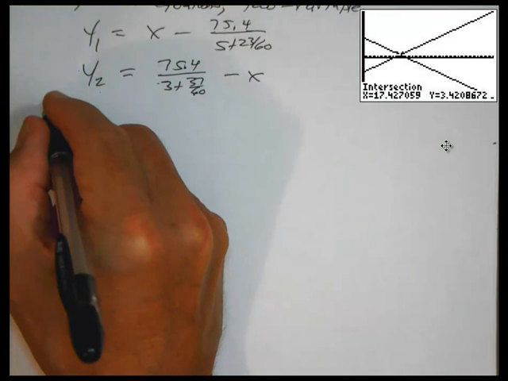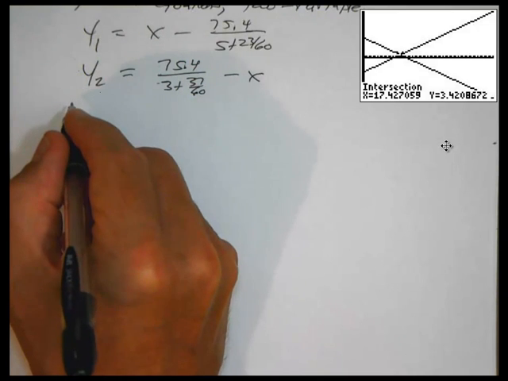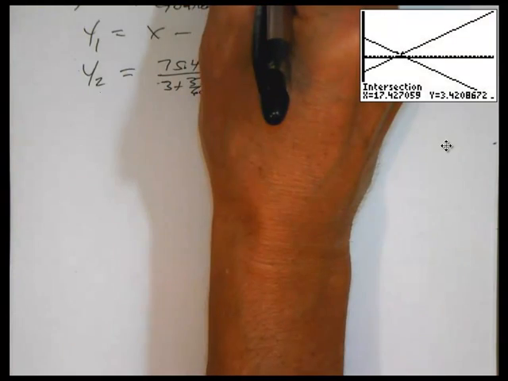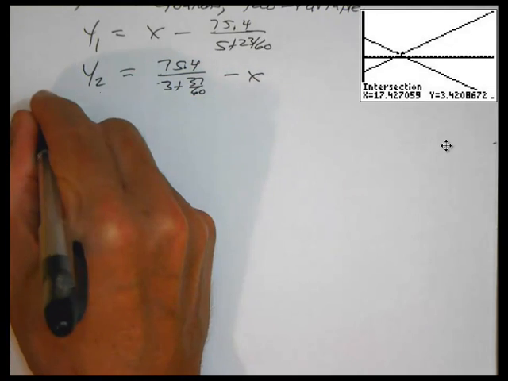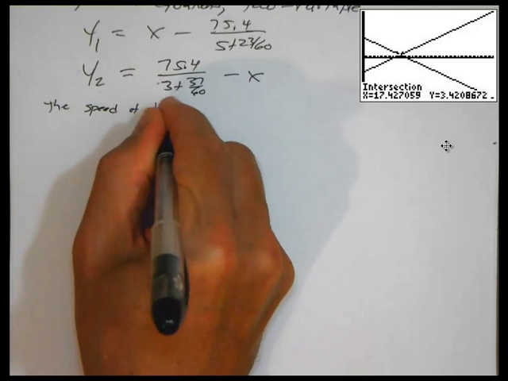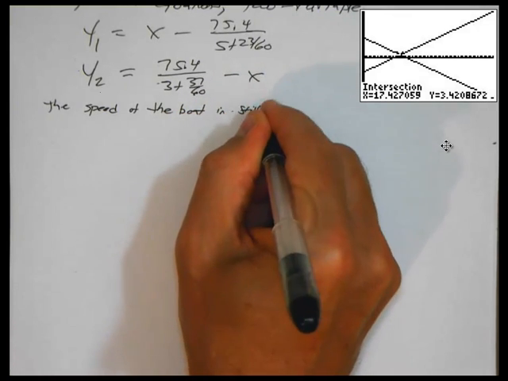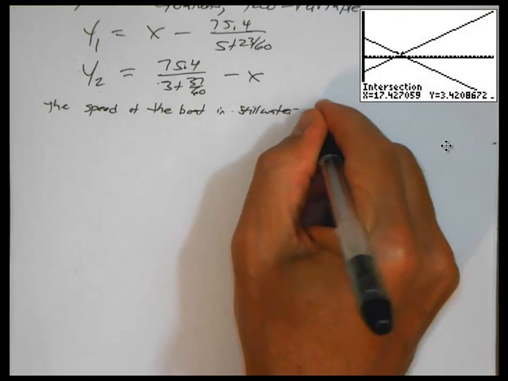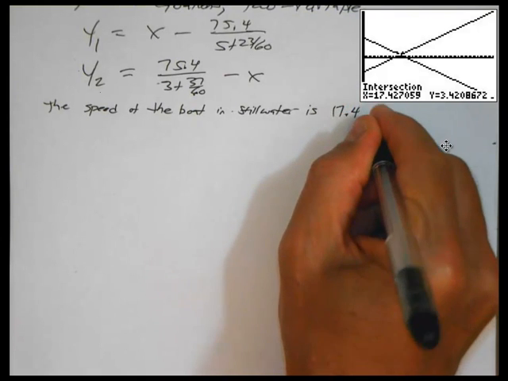Okay, looking at those calculated numbers, we have our x sitting there. The question requested rounding to 3 significant digits. Let's review our definition of x. What was that again? Okay, this is the speed of the boat in still water, miles per hour. So let's record the speed of the boat in still water is 17.4 miles per hour.